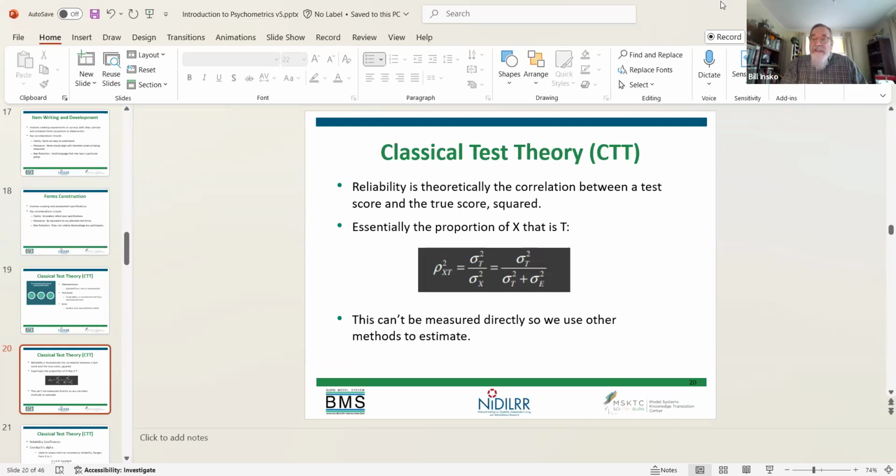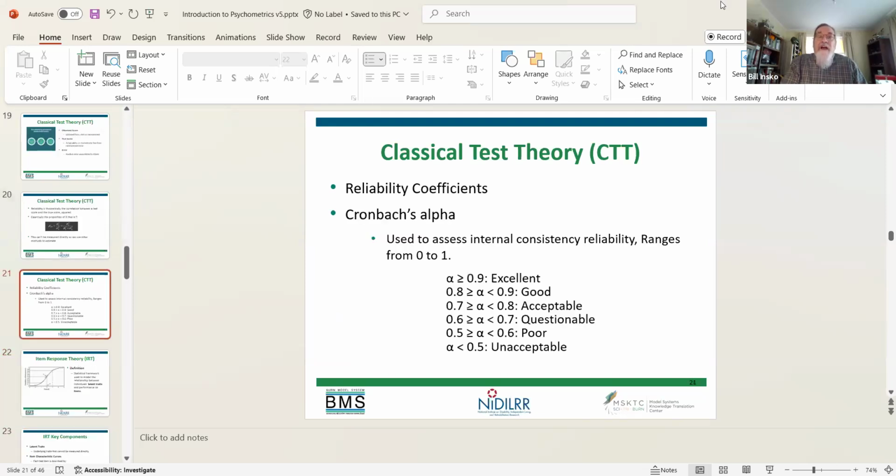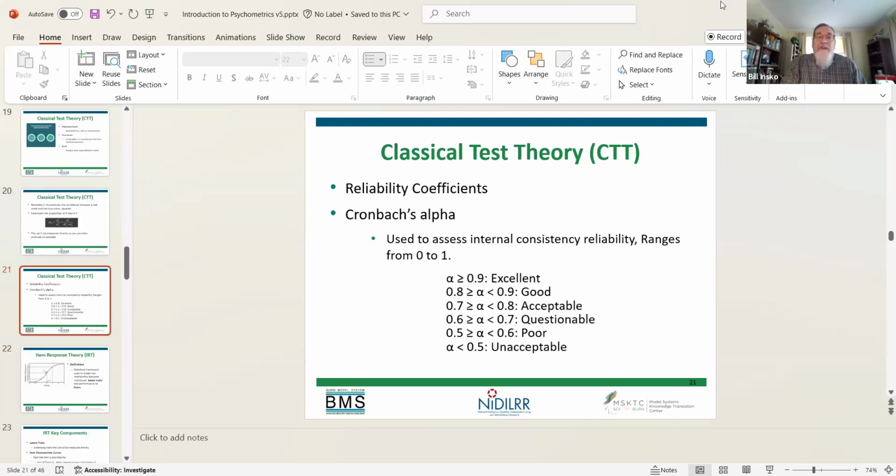So once again, we don't know truth. It's a trait, and so it has to be estimated. And reliability coefficients do that. So for coefficient alpha, if I were to theoretically take a test and split it in half as many ways as I can, take all the split halves of a single test, and get the average, that is actually what coefficient alpha is.